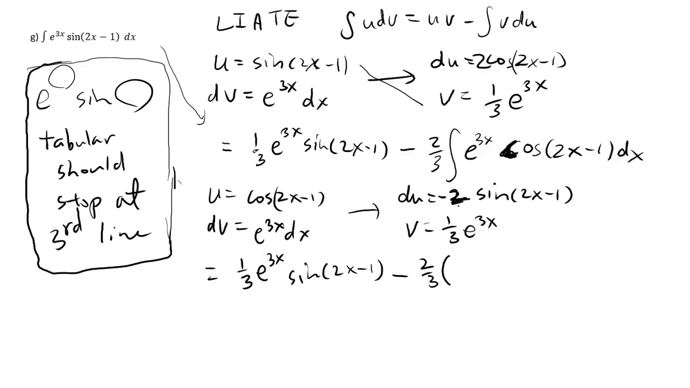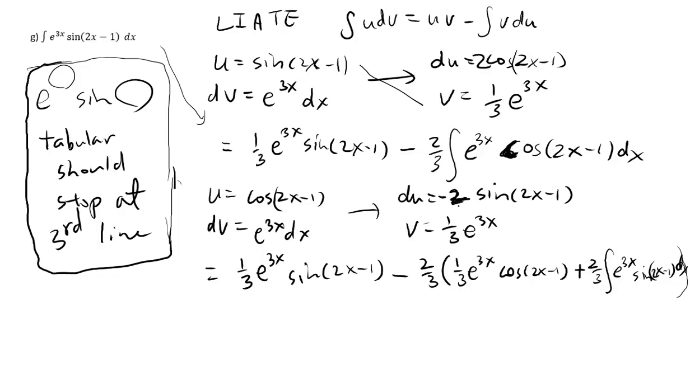uv, which is these two multiplied, so 1/3 e to the 3x cosine 2x minus 1, and then minus v du, which is these two multiplied, and again you want to pull the negative 2/3 outside, and since there's a minus already, it'll be plus 2/3 integral of e to the 3x sine 2x minus 1. And what you notice is that you end up with the same integral you started with.